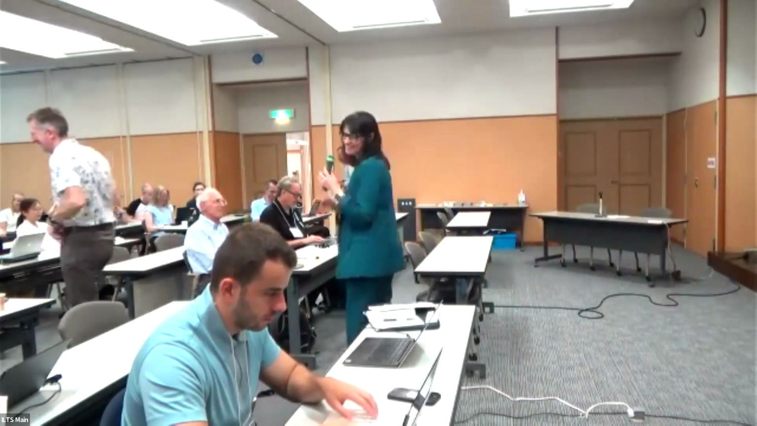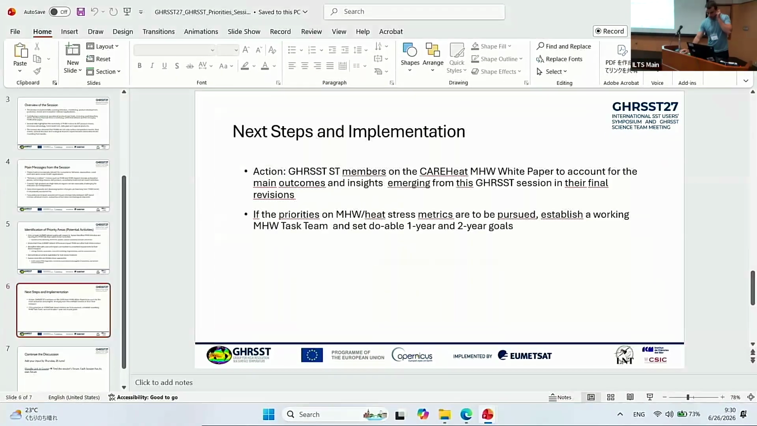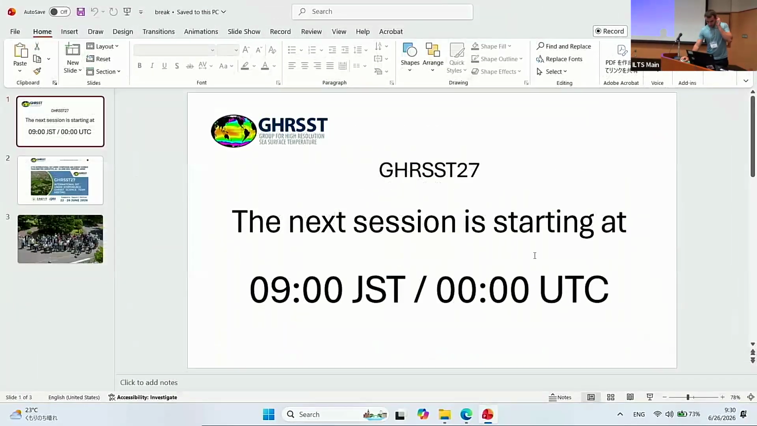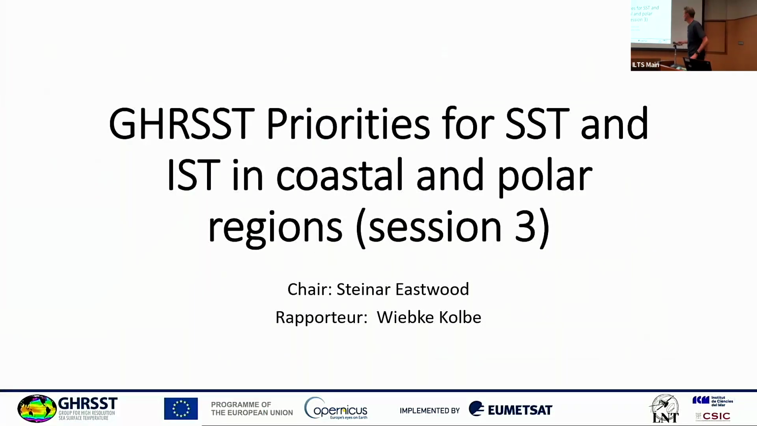Sure. Okay, so let's move on with the next reporting. Steinar, I think it's your turn. Reporting from the Science Session 3, sea and sea ice, sea surface temperature in coastal and polar regions. Yes, thank you. So this is about session 3, the SST and IST in coastal and polar regions. And I would also like to thank my rapporteur, Vibeke Kolbe, for excellent notes.